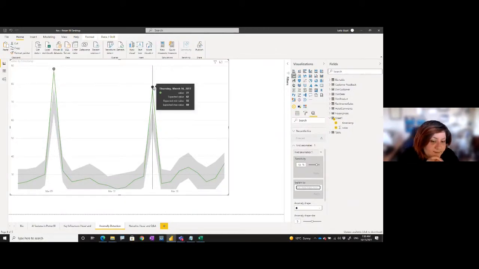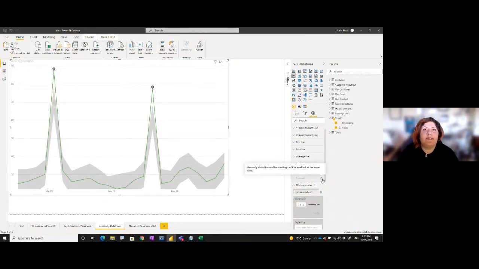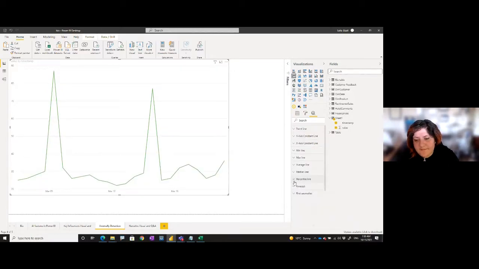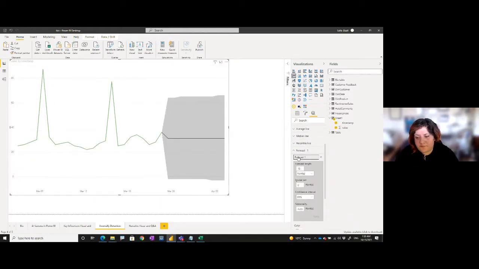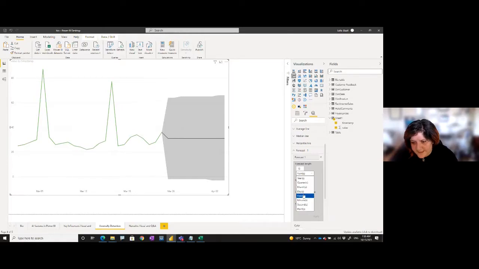This is one of my hopes, that we can have a separate visual for anomaly detection, and of course for forecasting. For forecasting we also have something here that is not available at the same time, so you couldn't apply anomaly detection and forecasting at the same time. You need to remove one of them. So when I remove that, now I can access the forecast one that is using a different algorithm to do the forecasting. So you can set I want to forecast the next, I think my data is at day level. Let me double check. Yes, so I can set I want to forecast the next 10 days.